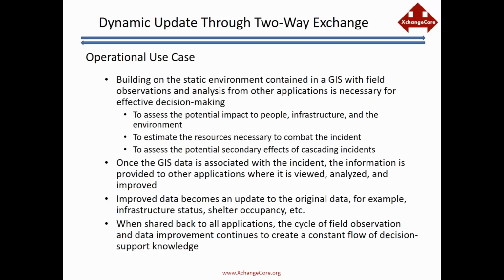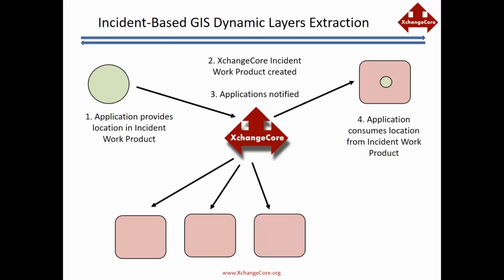So let's take a look how that happens. We'll clearly flow through these next several slides. First part, just what we did earlier. Application is going to provide an incident to the incident work product in XchangeCore, which creates the incident work product, notifies other applications, and on the right-hand side, that application is going to get that location from the incident work product.